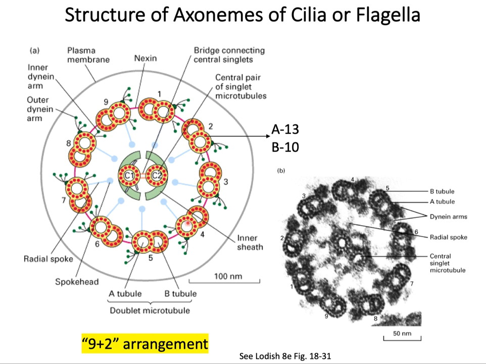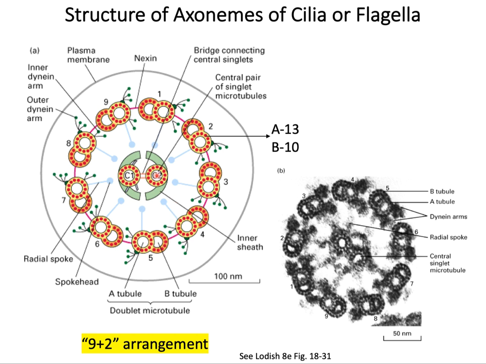The whole axoneme is held together by the action of certain proteins. So let's talk about these proteins first. So here is the nexin that you find connecting the doublets to each other. So you see the nexin in between the A tubule and the B tubule of the adjacent doublet.